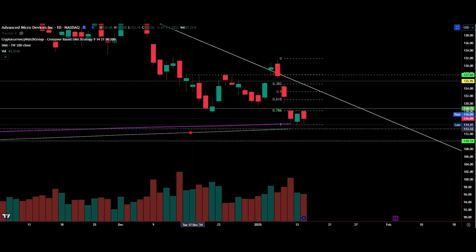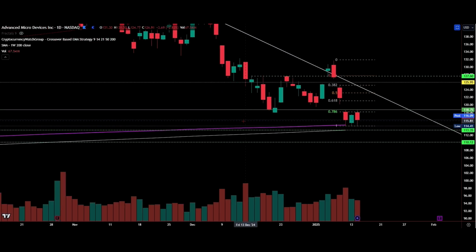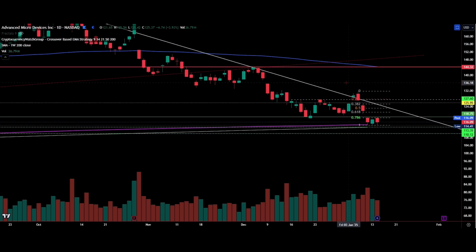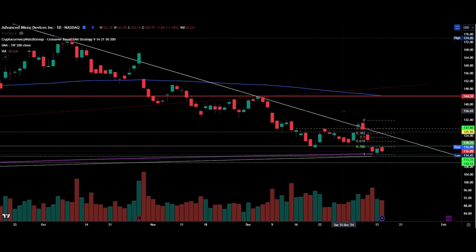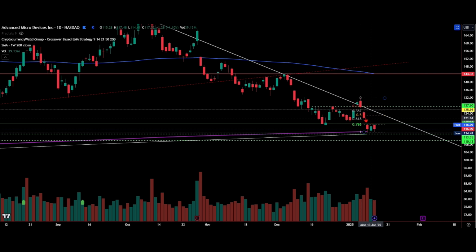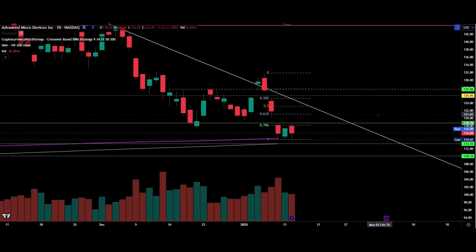This line here is a 200 EMA, but it's a 1 week. 1 week 200 EMA, so it's a week out. The regular 200 EMA that you guys look for, it's up here, showing bearish pressure on AMD. But the key factor, it's bouncing off.